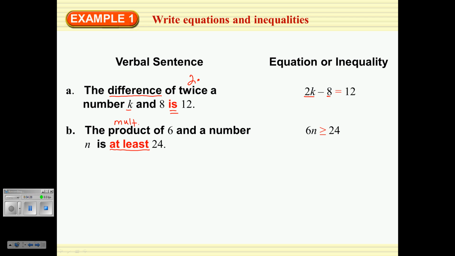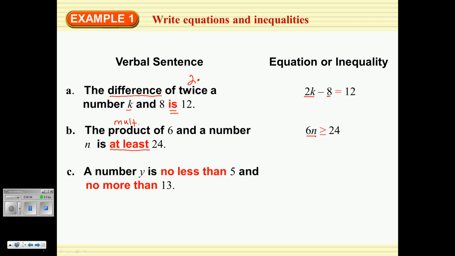An equation has an equal sign. An inequality has the greater than or less than signs, or the equal to signs as well, greater than or equal to, or less than or equal to. So the product of a 6 and a number n, here's the product, 6 times n, is at least 24. In other words, it's at least 24 or bigger. So greater than or equal to 24.